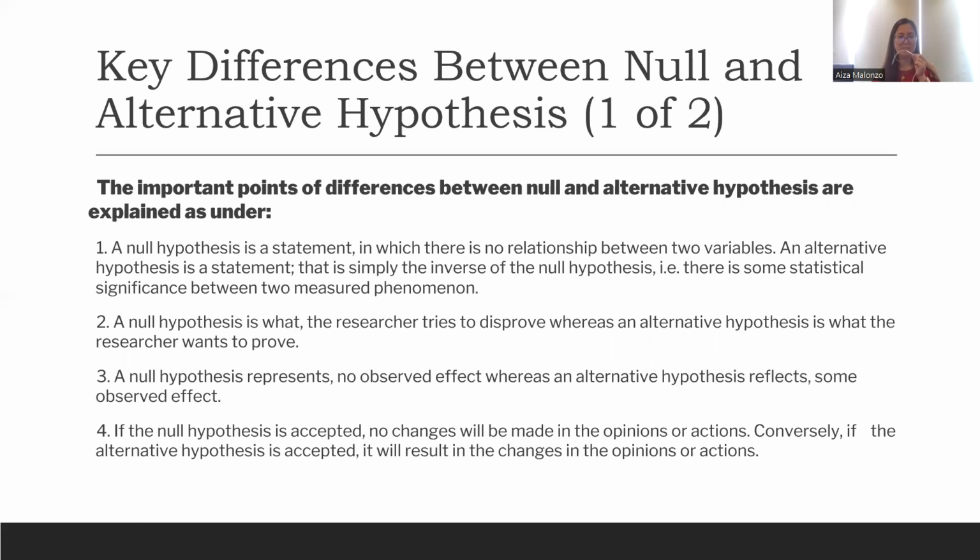So this is just a key difference between the null and alternative hypothesis as mentioned earlier. A null hypothesis is a statement with no relationship, while the alternative has statistical significance between two measured phenomena. A null hypothesis is what one tries to disprove, while the alternative hypothesis is what one wants to prove. A null hypothesis has no observed effect, while the alternative has some observed effect.